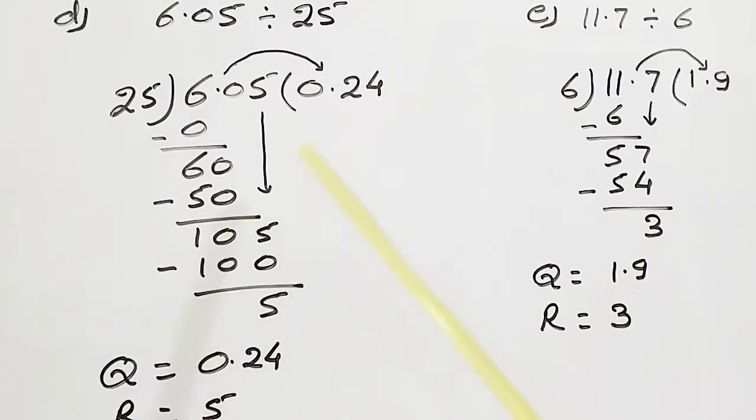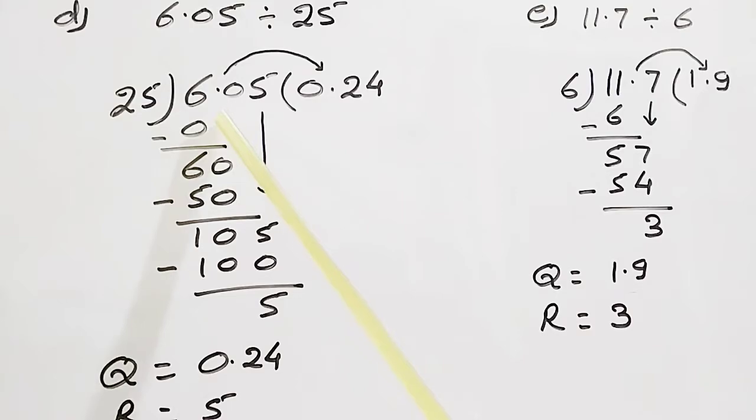Question D. 6.05 divided by 25. First we take the whole number part of the dividend, 6. 6 is less than 25. The divisor has 2 digits, 25. So if we take the first digit of the dividend, it is less than the divisor. So 25 when taken 0 times gives 0. 0 subtracted from 6 gives 6.